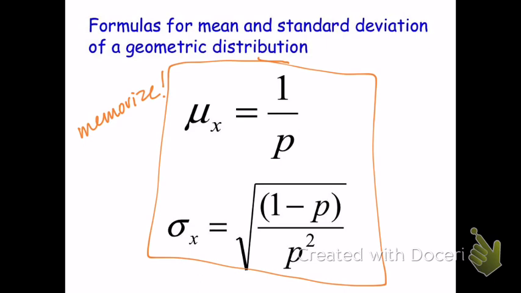Okay, does everyone have this written down? Mean is 1 over p. Standard deviation is the square root of 1 minus p over p squared.